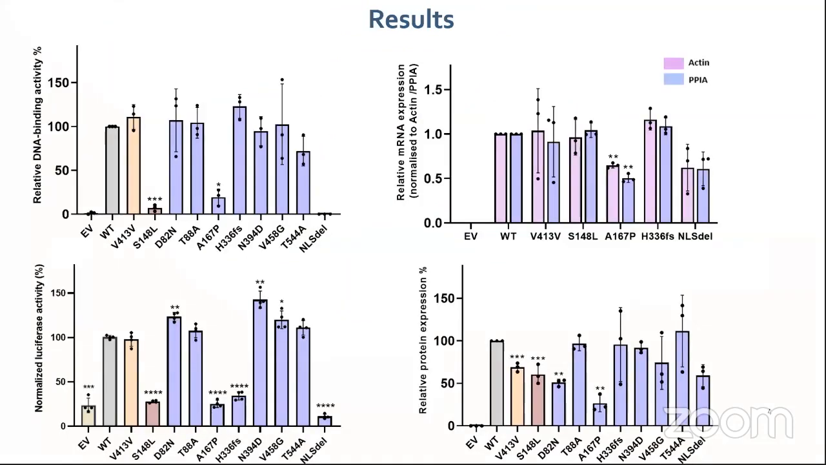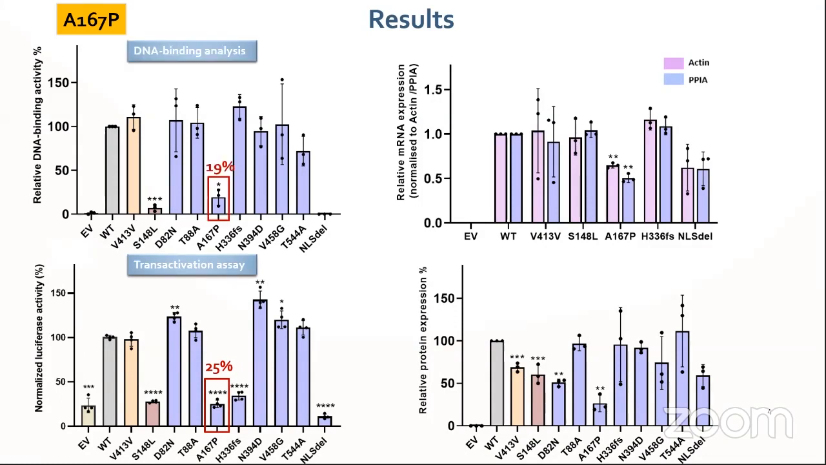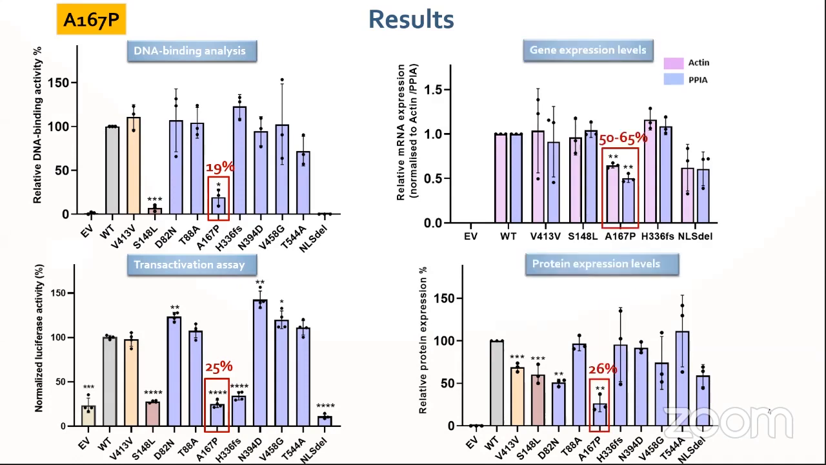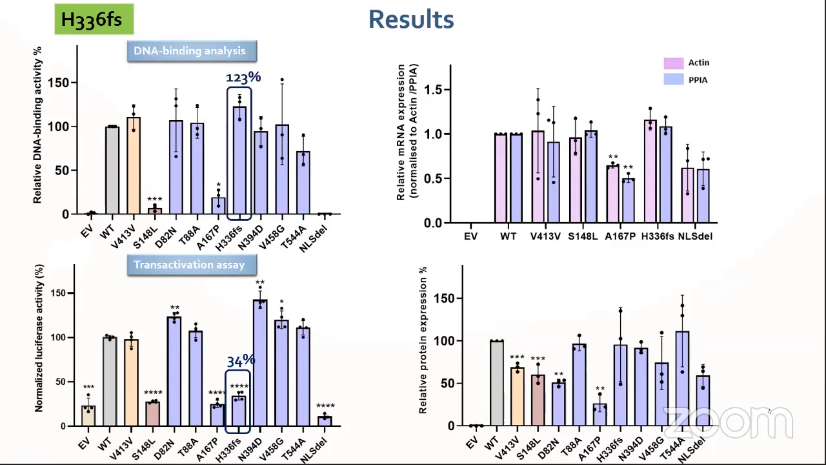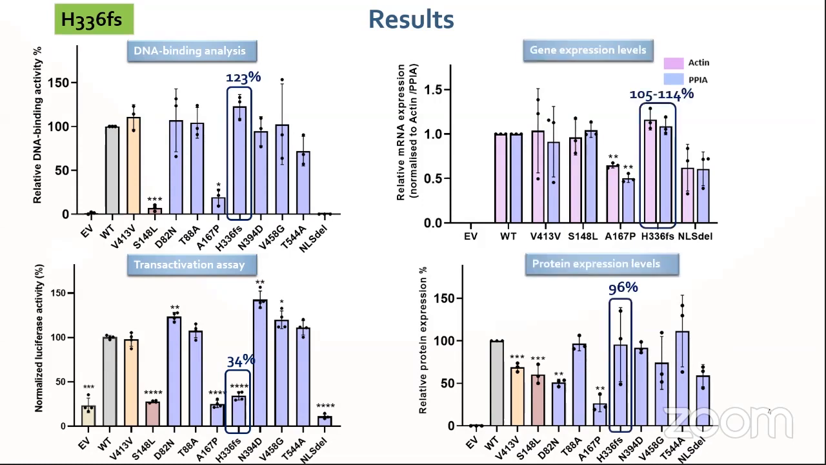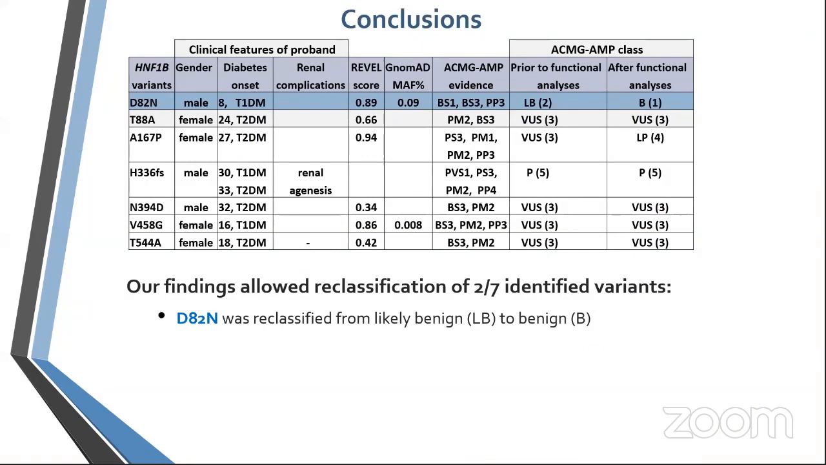If we look at the graphical data of all functional assays performed in HeLa cells, out of 7 assessed variants, the A167P, which is a missense variant, demonstrated significantly reduced transactivation potential. It has also shown severely reduced DNA binding ability, reduced mRNA, and severely reduced protein expression levels. On the other hand, the truncated histidine 336 frame shift variant also demonstrated severely reduced transactivation potential. However, very interestingly, the variant has shown normal DNA binding ability and normal gene and protein expression levels. Altogether, our findings allow the reclassification of 2 of the 7 identified variants.